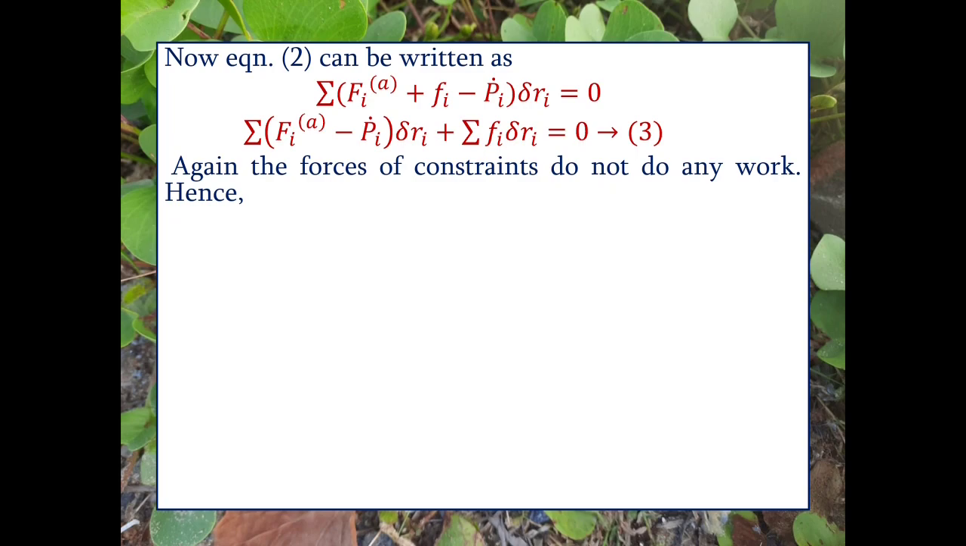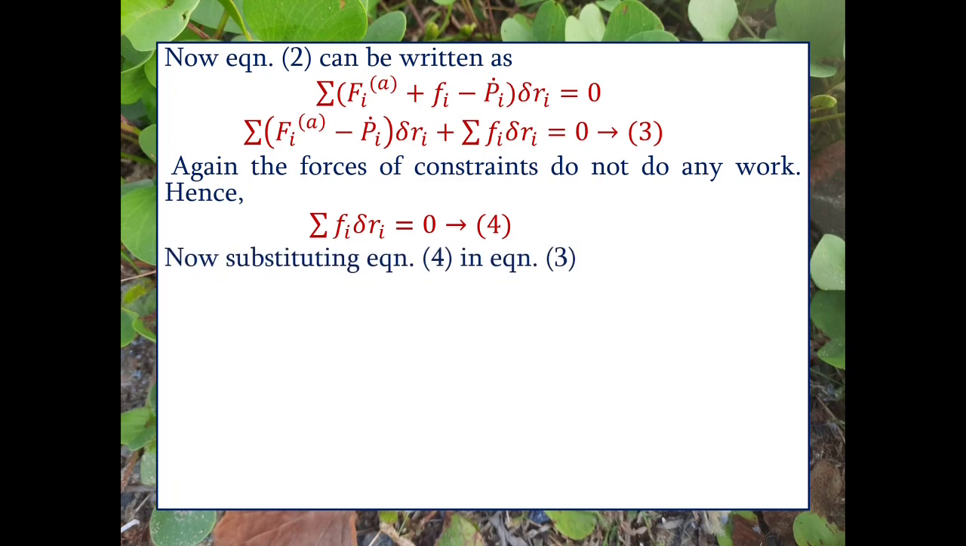By the principle of virtual work, we know the forces of constraint do not do any work on the system. So, we can say the sum over i of small fi, the forces of constraint, into delta Ri equals 0. This represents the work done by the forces of constraint. We all know work is given by force into displacement. So, small fi into delta Ri is the work done by the forces of constraint, which is equal to 0. Let us put this in equation 3. So, equation 3 becomes the sum over i of Fi of A minus Pi dot into delta Ri equal to 0.